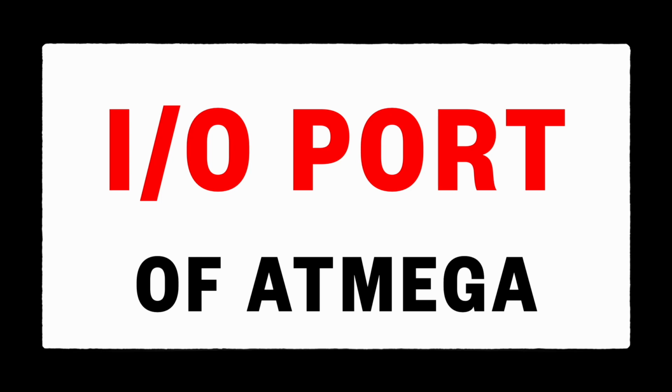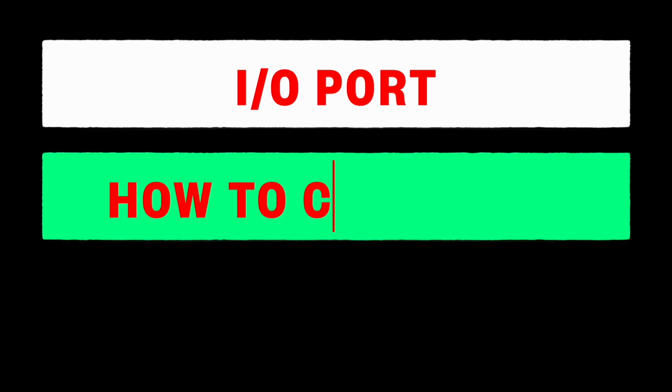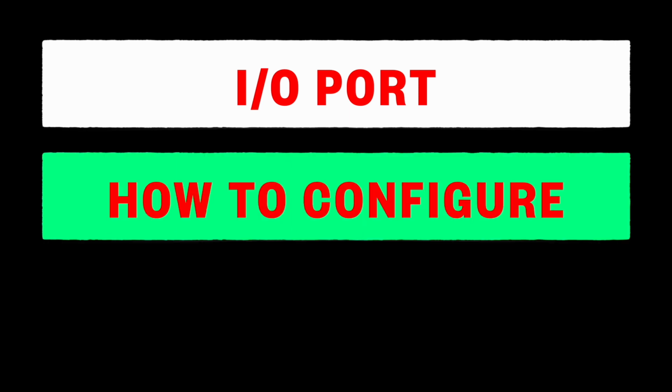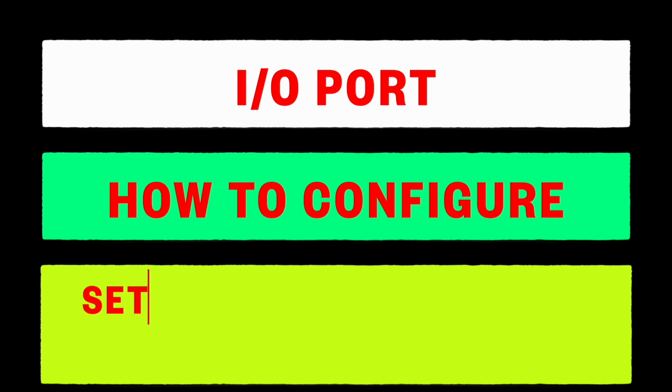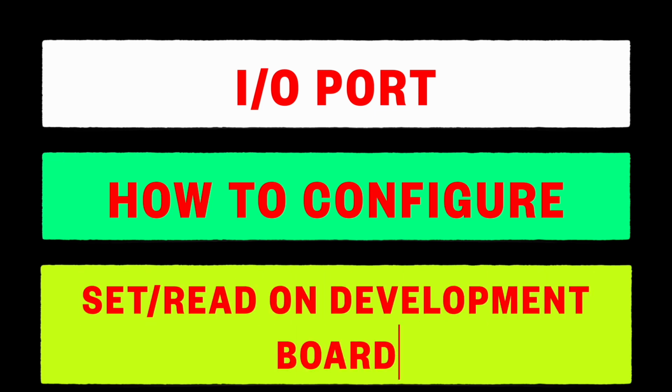Let's talk about I/O ports of this ATmega microcontroller and how we can use it. Firstly, we'll see the available I/O ports of this ATmega2560 microcontroller. Then we'll learn how to configure these I/O pins as output or input, and after configuring them, how we can read the status of these pins or set the status of these pins, and we'll write a program for that.